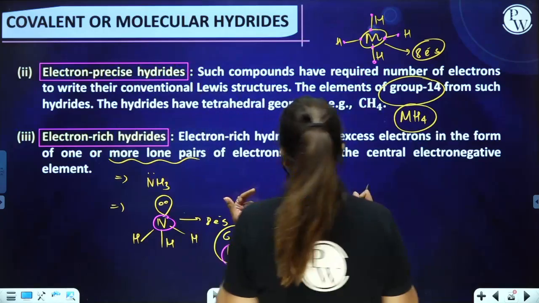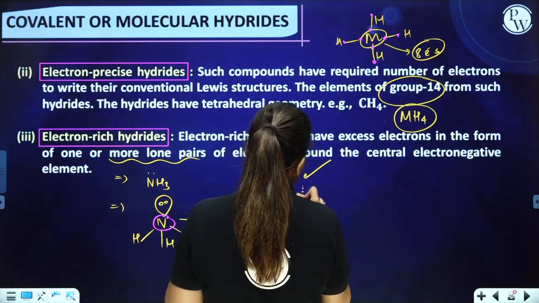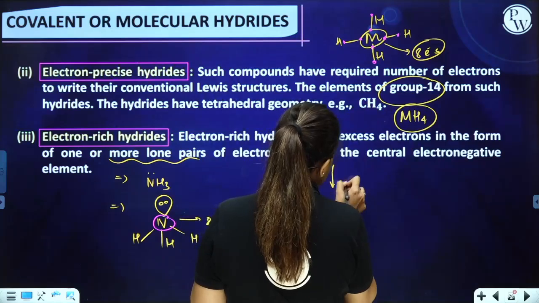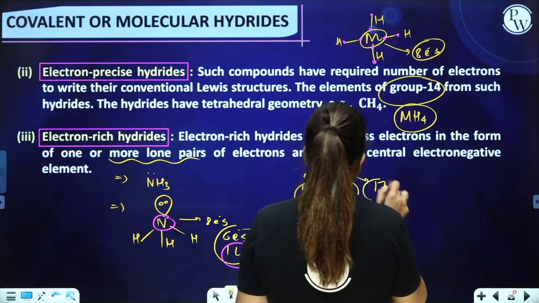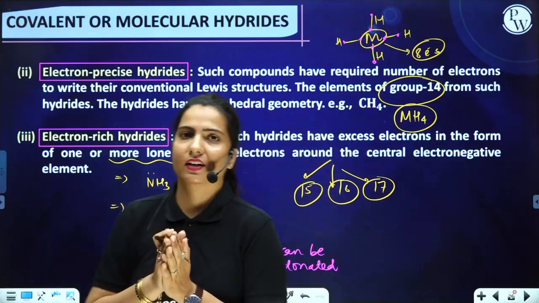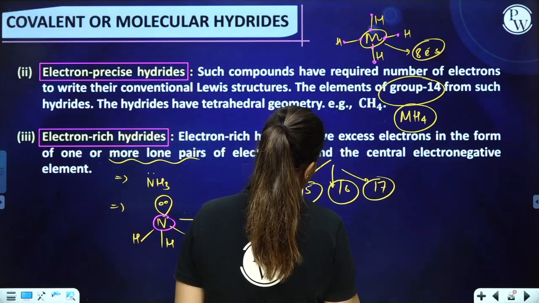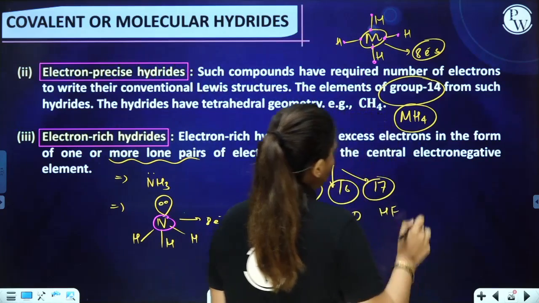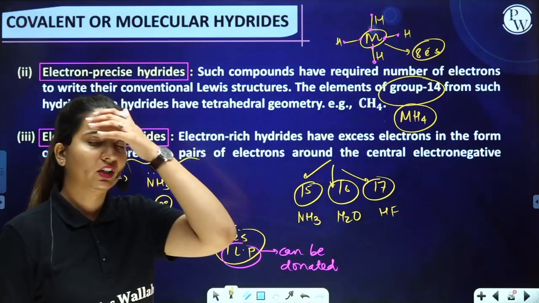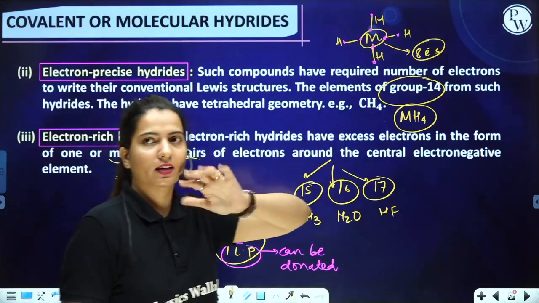So what all groups can form the electron rich hydrides? Your group number 15, 16 and even 17. All of these 3 groups can form the electron rich hydrides. In the case of 15, you can see ammonia. In the case of 16, you can see water, and in the case of 17, you can see HF. Fluorine has 3 lone pairs of electrons. All of these 3 are considered electron rich hydrides.